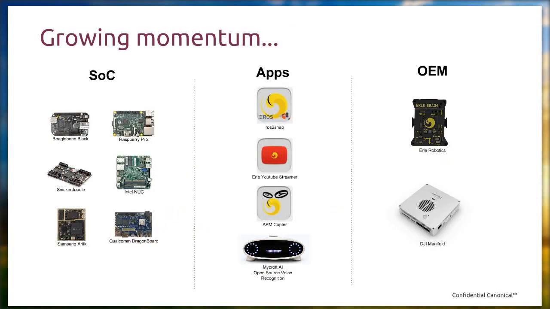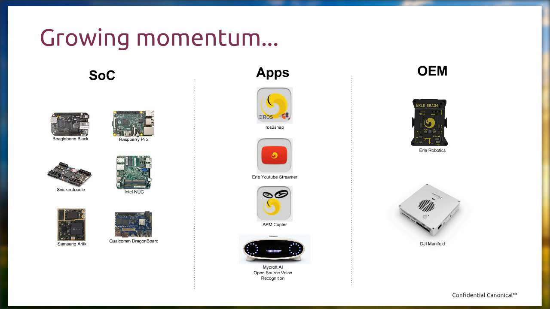So in terms of the momentum, we have options available in terms of BeagleBone Black and Raspberry Pi. We are working with a new San Francisco startup trying to make a new FPGA-enabled SoC called Snickerdoodle, which we think is going to be a fantastic platform for developers, especially in the robotic community. We have availability on the Nook. We are working at the moment to enable Samsung Artik and the Qualcomm Dragonboard, and these platforms should be available for consumption very soon for Snappy.